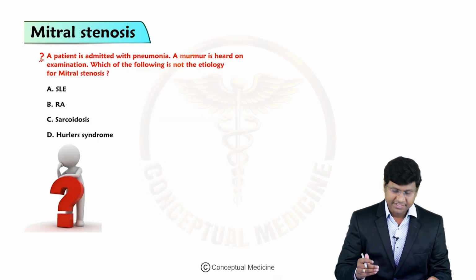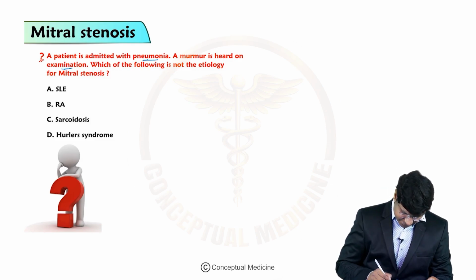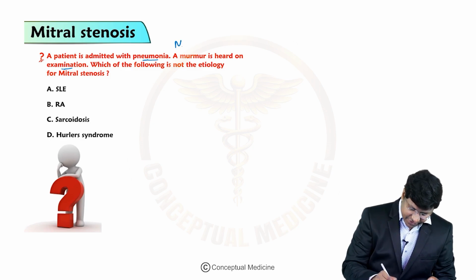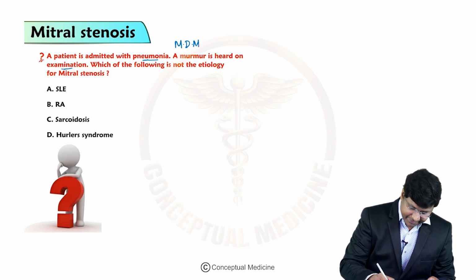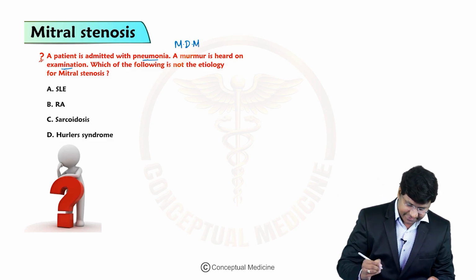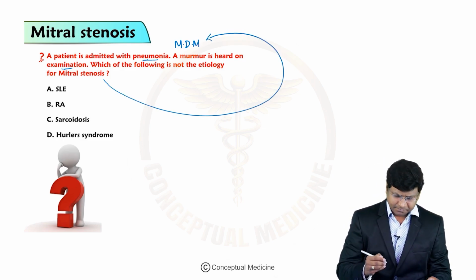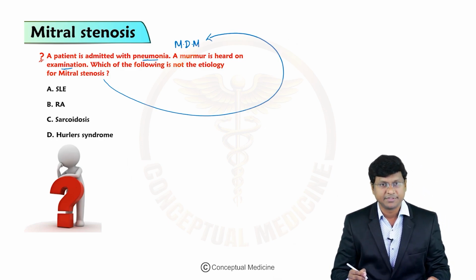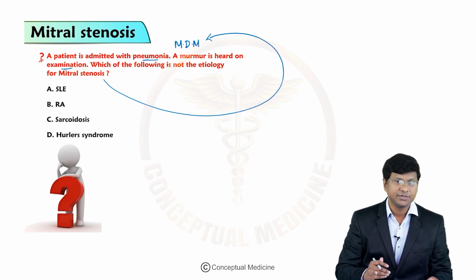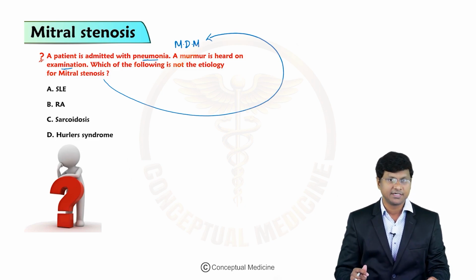Now let me discuss what exactly are the etiologies which will cause mitral stenosis. See the question here: a patient is admitted with pneumonia, and a mid-diastolic murmur is heard on examination. Which of the following is not the etiology for mitral stenosis? In mitral stenosis, the murmur that you will hear is the mid-diastolic murmur. The options are systemic lupus erythematosus, rheumatoid arthritis, sarcoidosis and Hurler's syndrome.